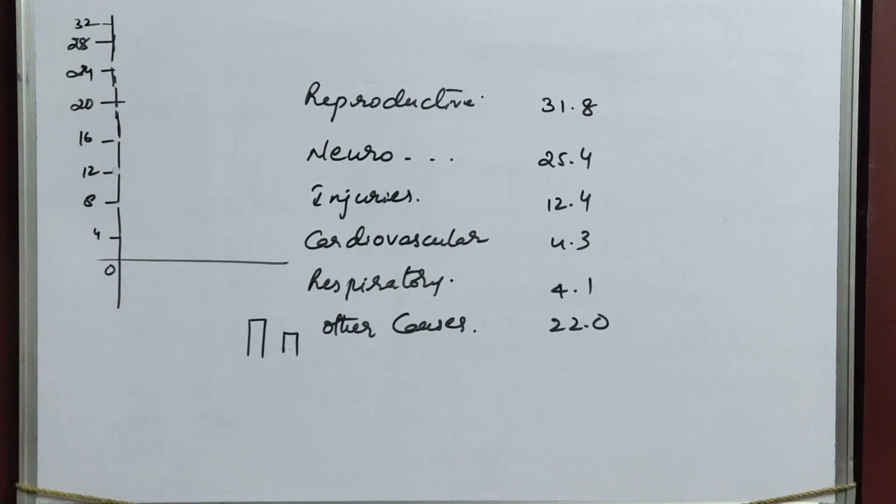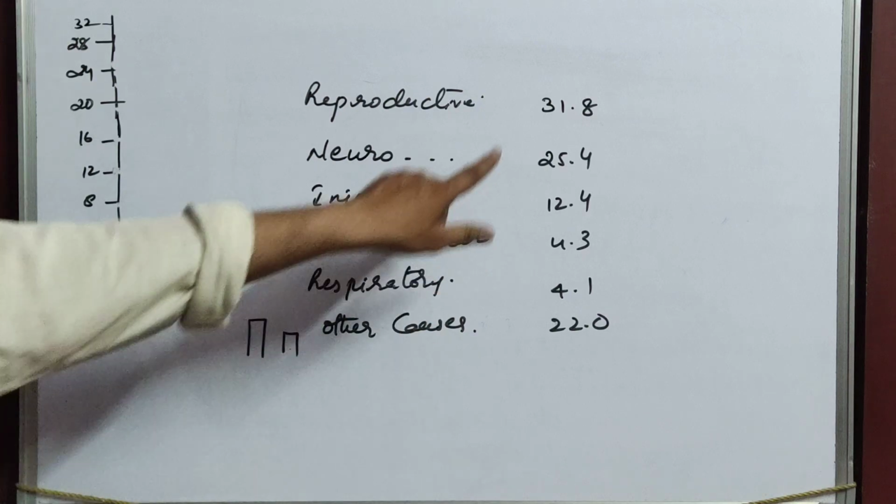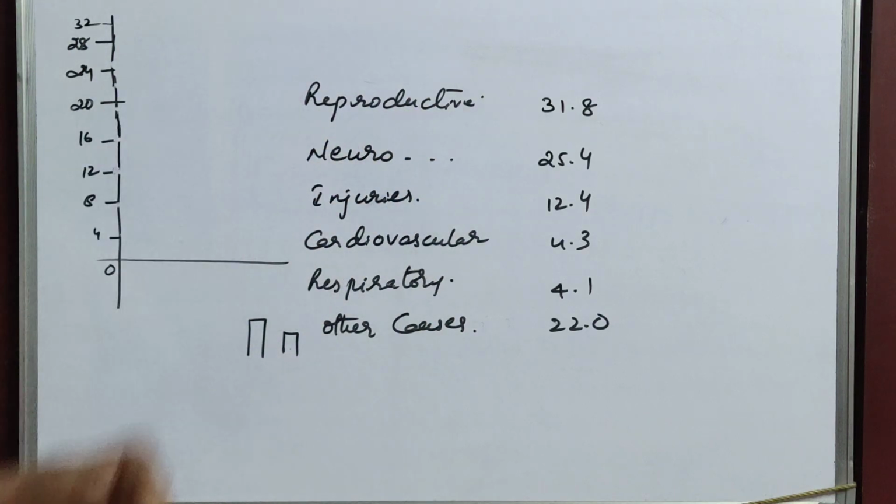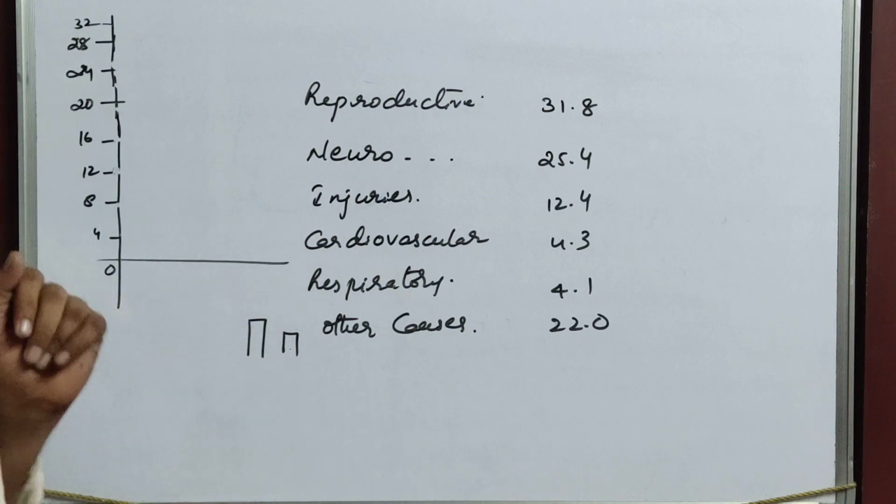Okay, 32. Why? Because 31.8 is the highest. If you want, you can take more. Okay. Now see here very carefully. Here you may get doubt.